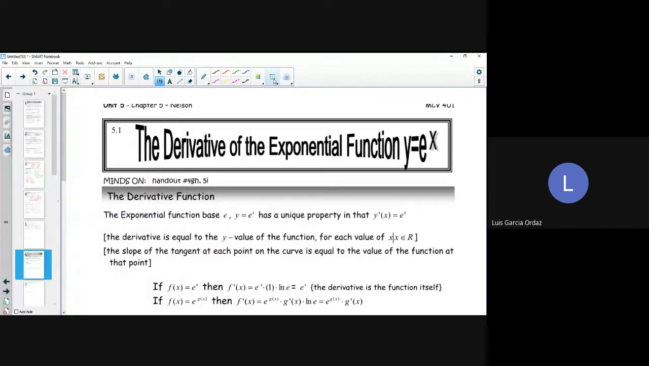The slope of the tangent at each point on the curve is equal to the value of the function at that point. So if we have f of x is equal to e to the x, then the derivative is e to the x times 1. Okay? All we're literally doing is taking e to the x and then taking the derivative of my exponent, which is just 1.